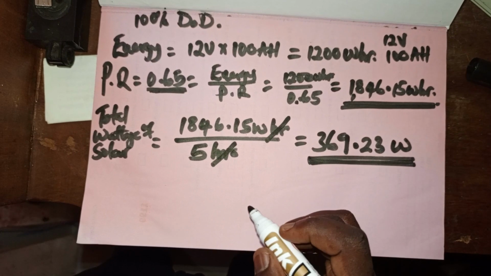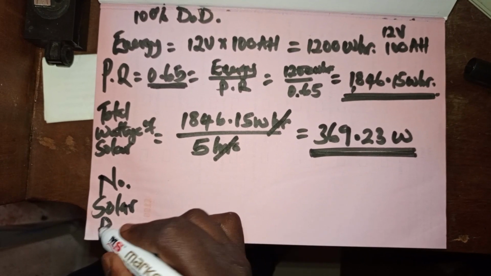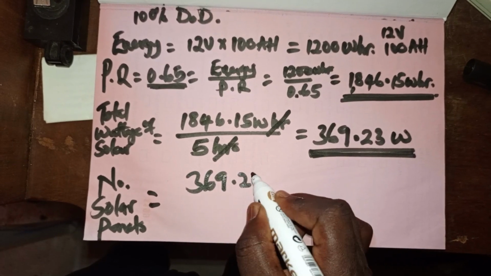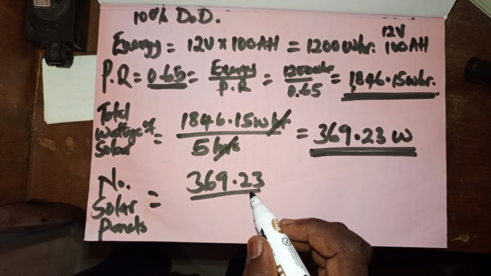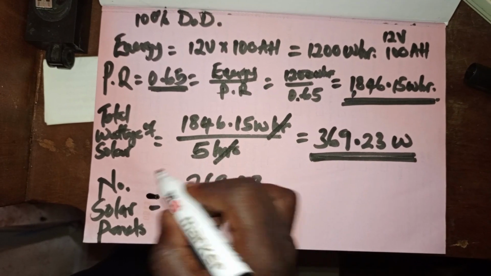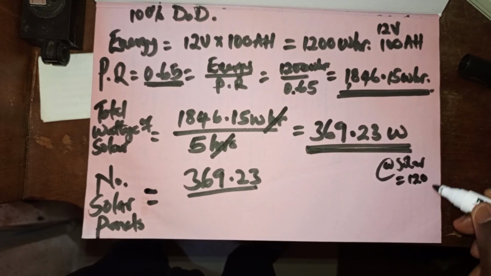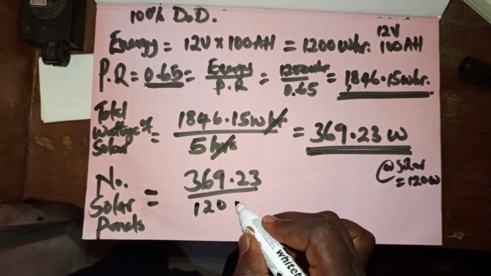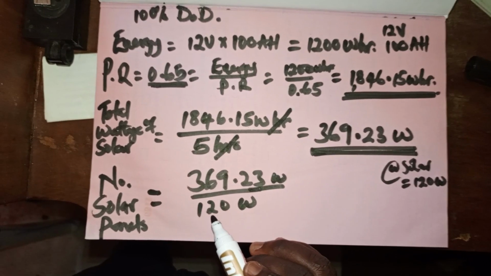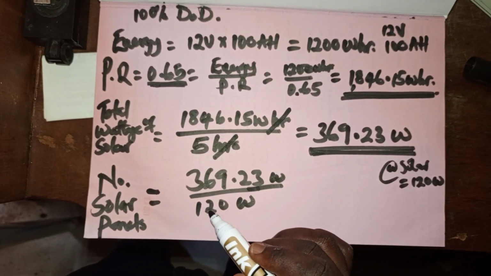of 369. So now to calculate the number of solar panels, the number of solar panels will now be this total watts, which is 369.23, divided by, assuming each solar panel equals 120 watts. So you will divide it by 120. This is watts, this is watts. So you want to get how many solar panels can bring this total wattage, whereby each solar panel contains 120 watts.